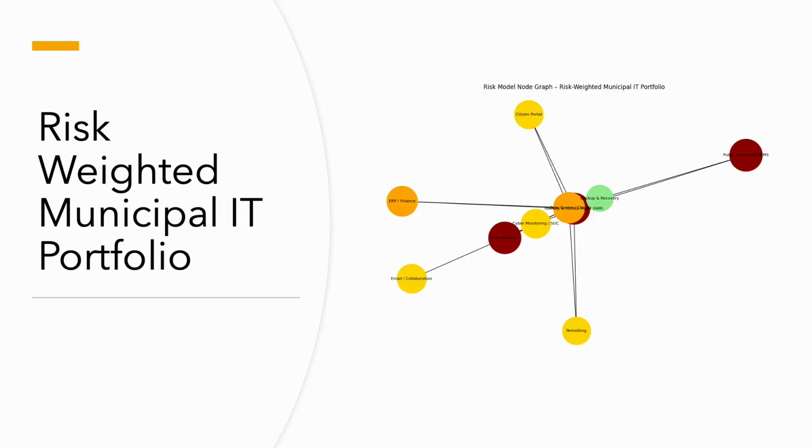This slide represents a risk-weighted portfolio view, ranking systems based on their probability of failure, impact, and interdependencies. This visualization helps us target investments where they have the highest marginal risk reduction.